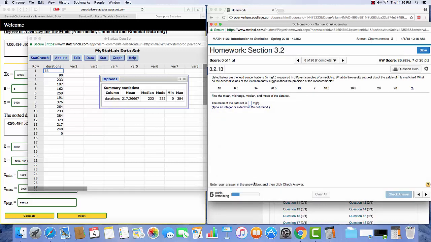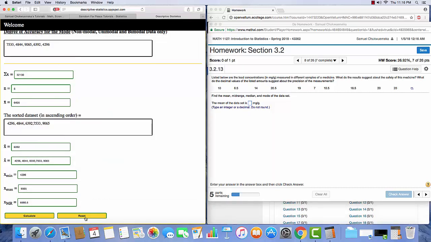Question 8, my calculator. Listed below are the lead concentrations in mg per g, I will say milligram per gram, measured in different samples of a medicine. What do the results suggest about the safety of this medicine? What do the decimal values of the listed amounts suggest about the precision of the measurements?